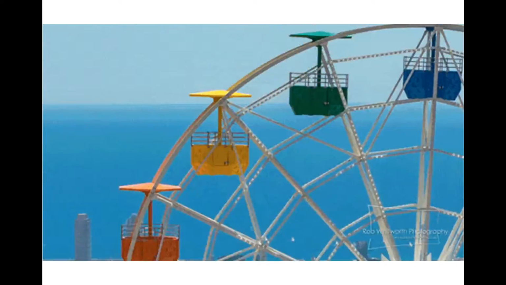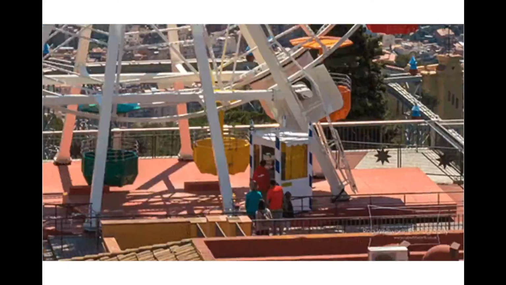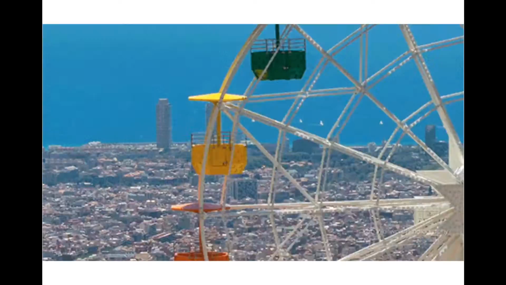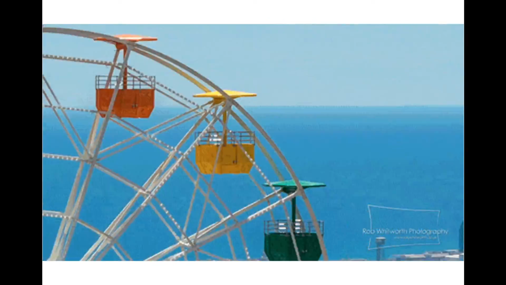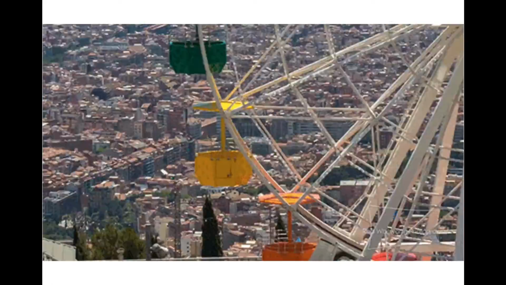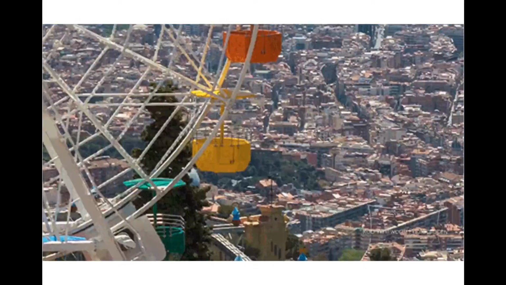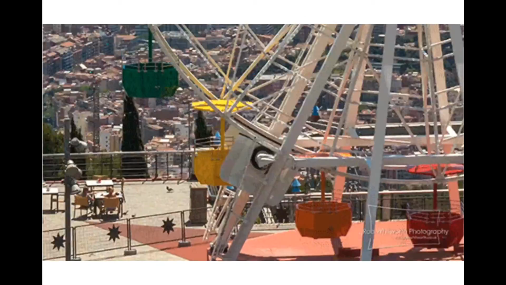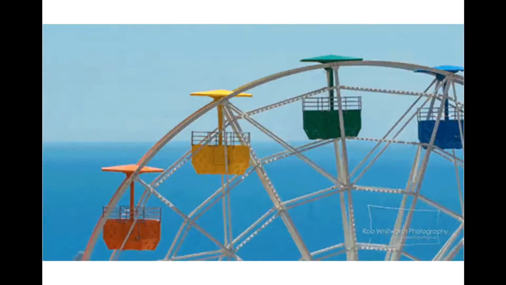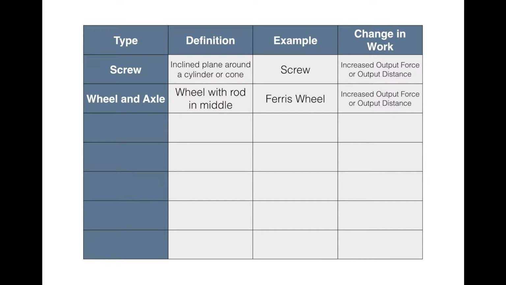So let's look at an example. Okay, so we're just focusing on the basket on this Ferris wheel. The center of the Ferris wheel, the axle, is not turning much. And there's a complicated formula you can use to figure out this distance. But look how much this basket is turning on the outside of the wheel. It doesn't take a lot of force to turn on the inside to turn this on the outside a much further distance. Let's go ahead and fill out our graphic organizer now.